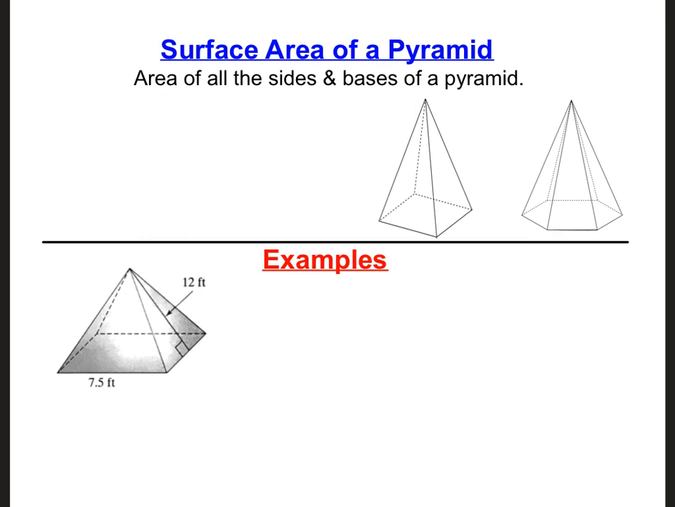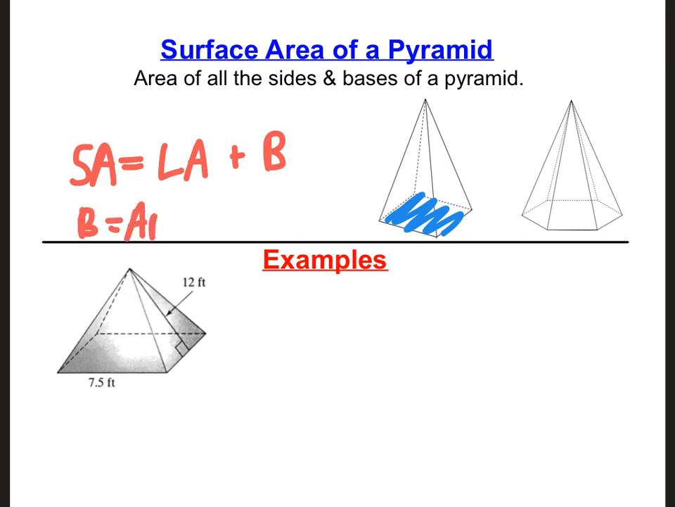Now my next one says the surface area of a pyramid. It's the area of all the sides and the bases of a pyramid. So remember last time we just left this part out? Now we need to add that in. Your formula for surface area, again we use SA to represent surface area, equals our lateral area, which we found on the last slide, plus the area of our base, and we use a big B to represent that. Again, the big B equals the area of the base. Now we don't have one set formula to find this, because if you notice, my base for my first pyramid is a square, but for my second pyramid, it's a hexagon.